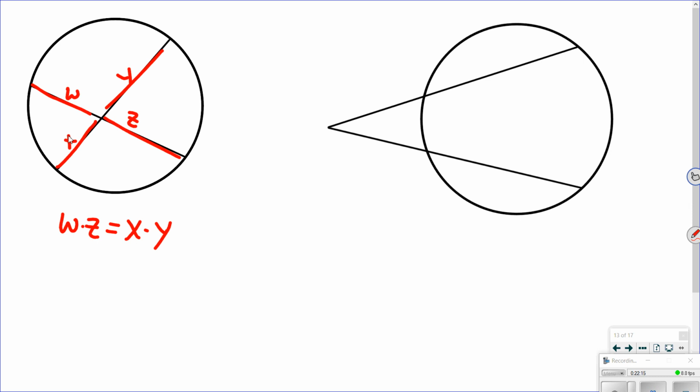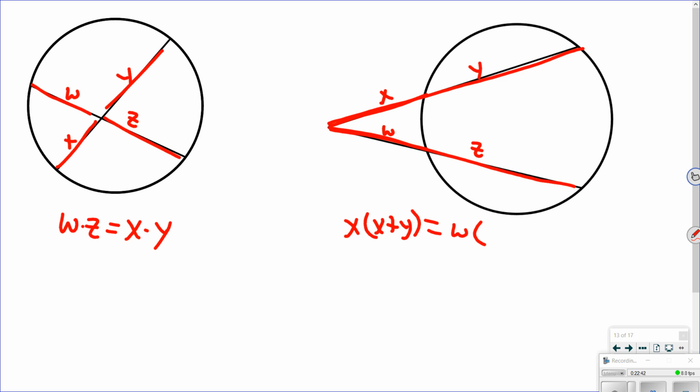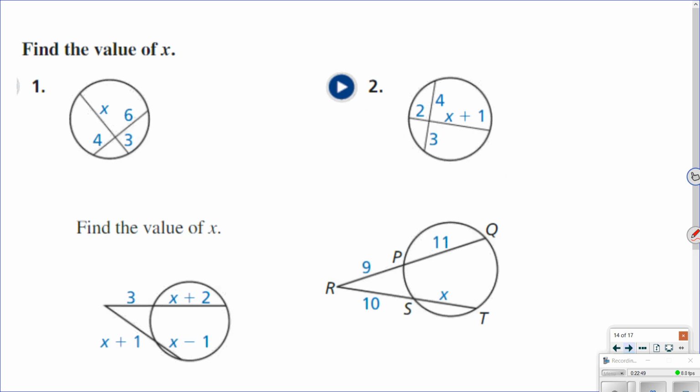If it crosses on the outside, it's a little bit different. So let's number these off again. Let's go x, y, w, z. So if it crosses on the outside, then what we do is we take the outside piece x times the entire thing. So that entire thing would be x plus y. And that has to equal the outside piece on the other one, w, times the entire thing. That's w plus z. So those are the two relationships we have with chords that cross in circles.